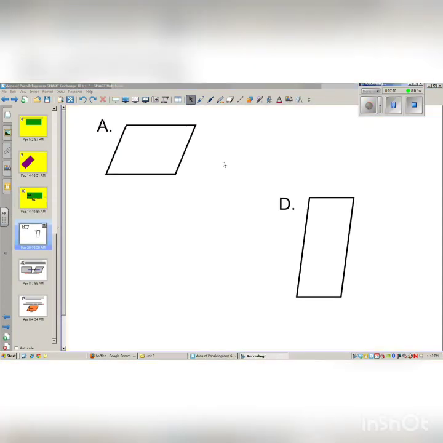So here are a couple parallelograms. I want you, on a sheet of paper, to pause this video, make a quick drawing of both of these, A and D, and then draw in a height line. Where would the height be? Draw the line in, and also label the base. So pause the video and draw in a height line and draw in a base. Label them both.